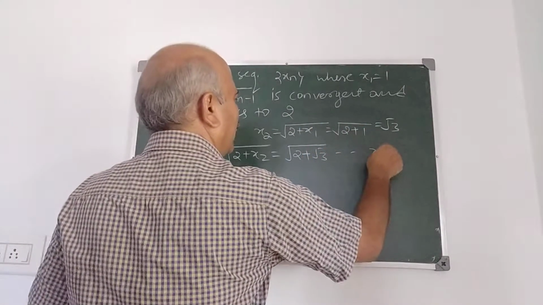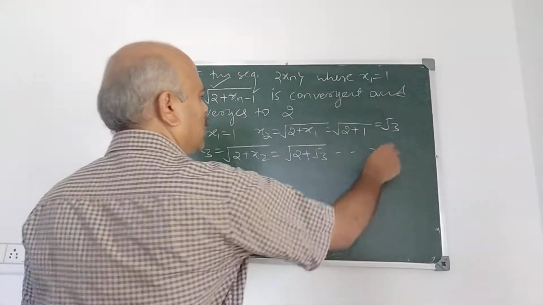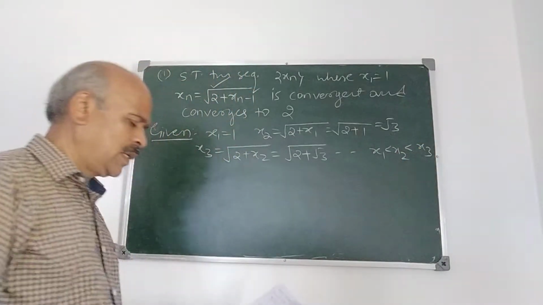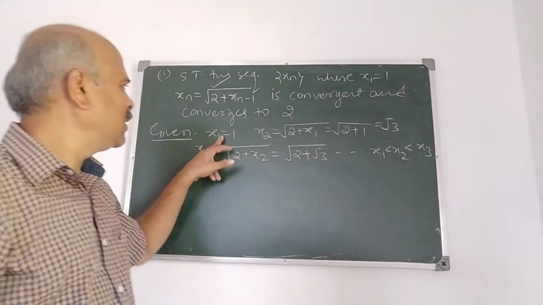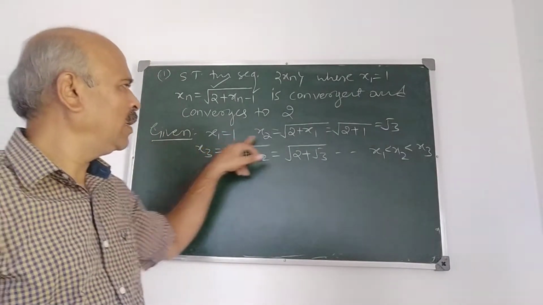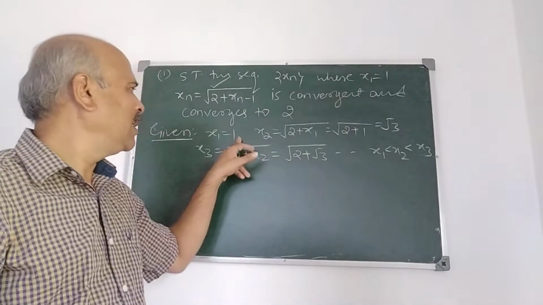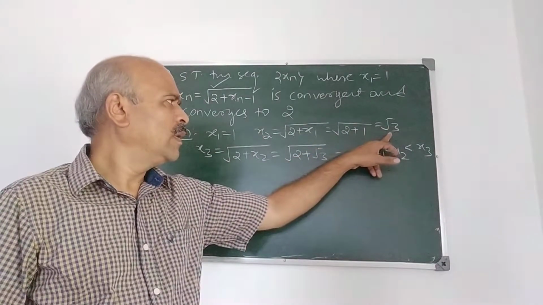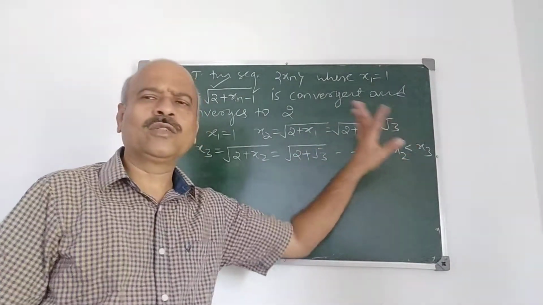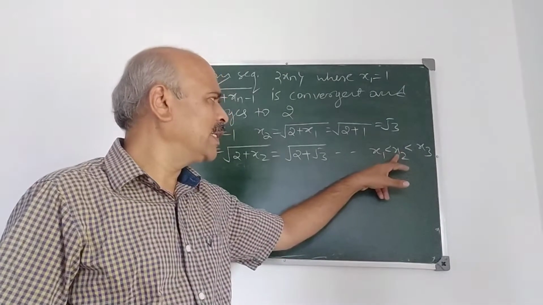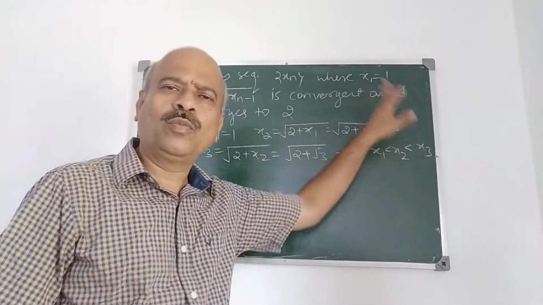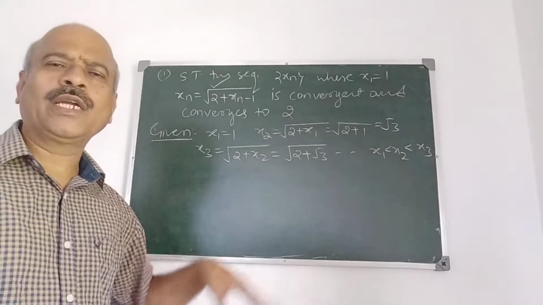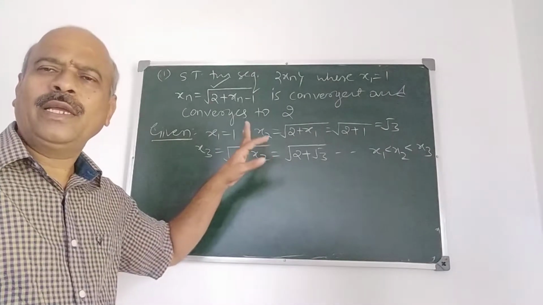Now here x1 is less than x2 less than x3. Is it true? You can easily see x1 is 1, x2 is root 3, and root 3 is greater than 1. And the square root of 2 plus root 3 is greater than root 3. Therefore x1 is less than x2 less than x3. We have taken a few terms here, but we have to prove that xn plus 1 is greater than xn for all n. Then only we can conclude that it is monotonically increasing.